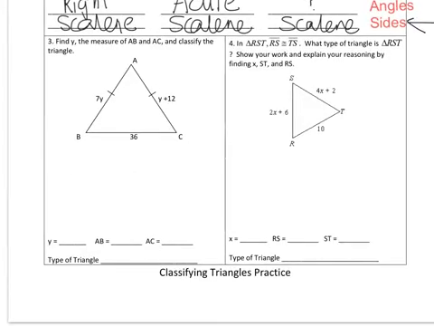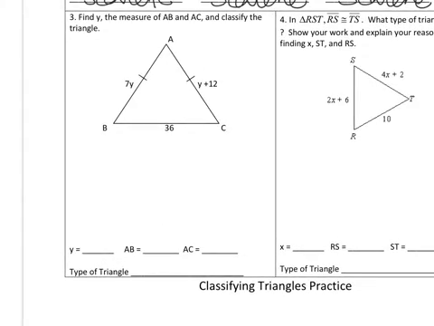All right, now let's go ahead and work on number 3. Now I'm going to do number 3 as your notes, and you guys are going to do number 4 by yourselves. So let's go ahead and read number 3. For number 3 and 4, we're talking about classifying triangles by their side lengths. Here's what it says. Find the measure of angle Y. Then it says find the measure of AB and AC, and then classify the triangle.